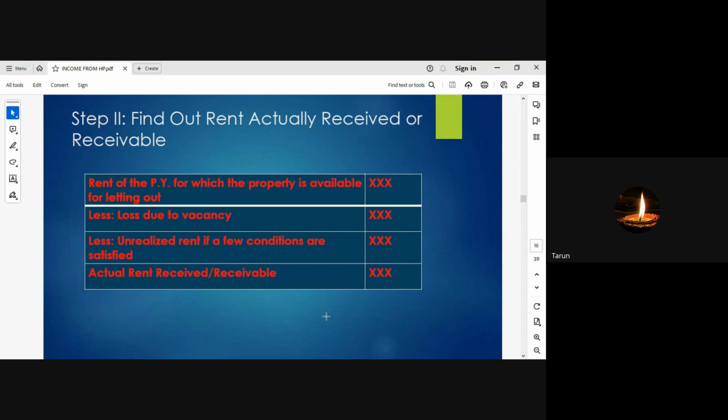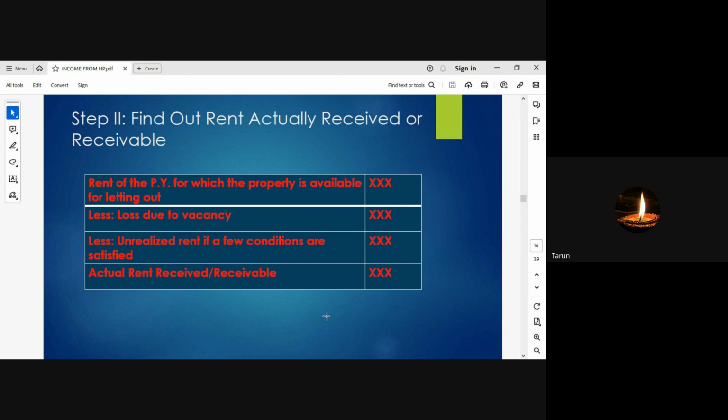So this is a particular format. The rent of the previous year for which the property is available for renting out. So whatever property is available and you are willing to let out in the previous year, and whatever rent you are receiving from the tenant, if it is per month, you need to estimate it annually, that means multiply by 12. For example, if the rent received is 1200 per month, then 1200 into 12, right?